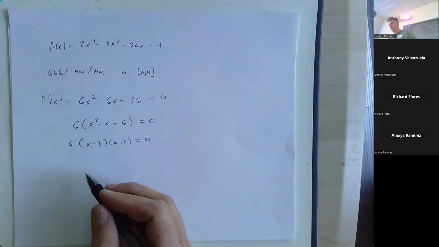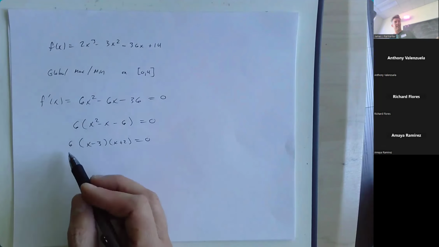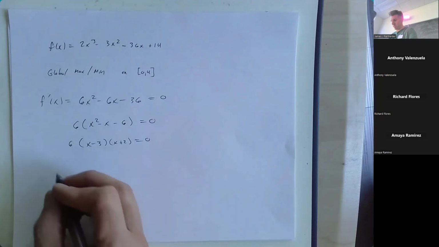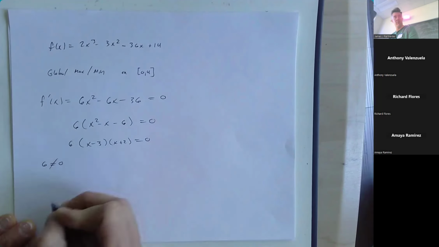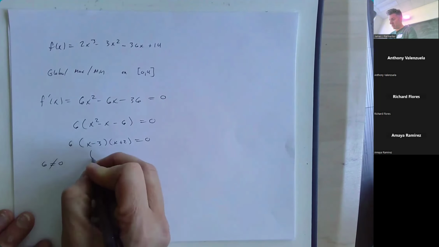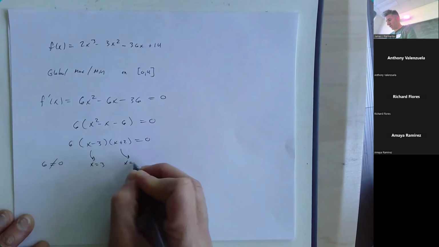When you do this, you don't need to set the 6 equal to 0. I've seen a lot of people in drop-in or office hours set each factor equal to 0. There's no value from setting 6 equal to 0, right? 6 equal to 0, not true. There's no x to solve for there. Setting this equal to 0 gives you x equal to 3. Setting this equal to 0 gives you x equal to negative 2.